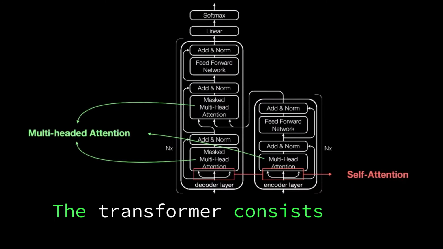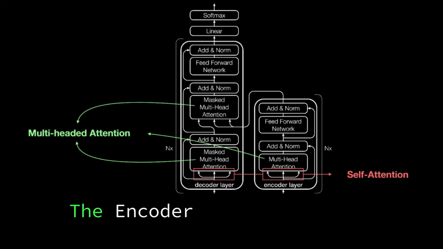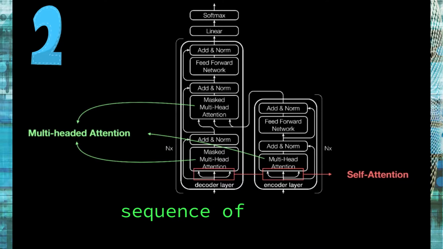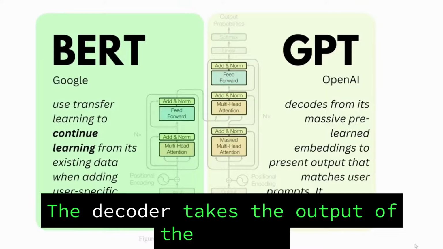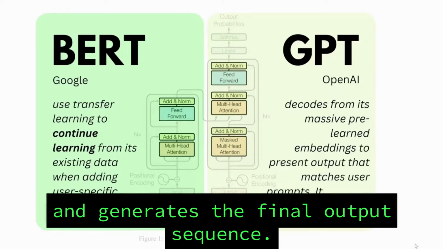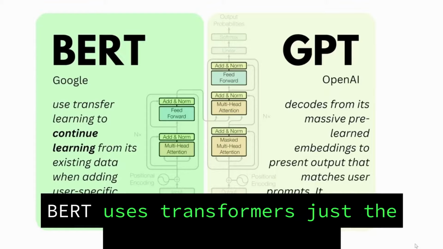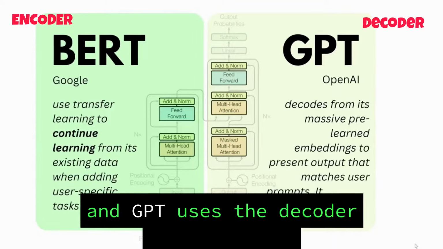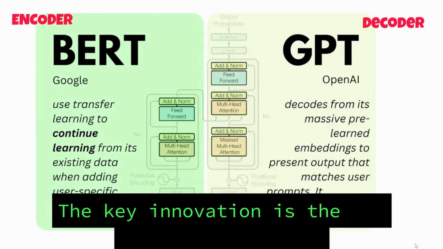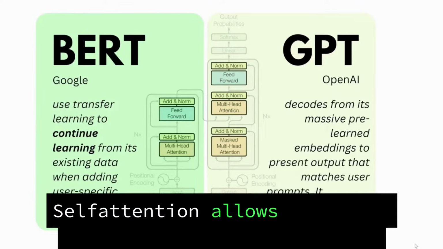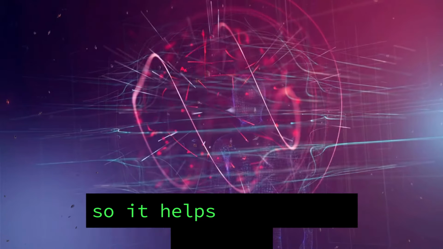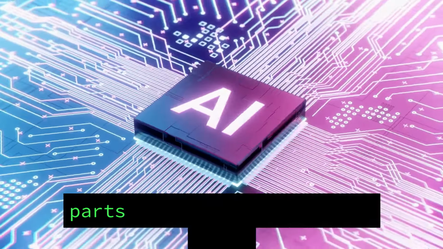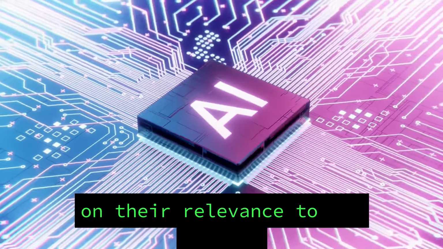The transformer consists of an encoder and a decoder. The encoder takes the input sequence and generates a sequence of hidden representations that capture the information in the input. The decoder takes the output of the encoder and generates the final output sequence. BERT uses just the encoder architecture of transformers, and GPT uses the decoder architecture. The key innovation is the use of self-attention. Self-attention allows the model to attend to different parts of the input sequence while generating the output, so it helps keep the context. During training, the model learns to assign different weights to different parts of the input sequence based on their relevance to the output.